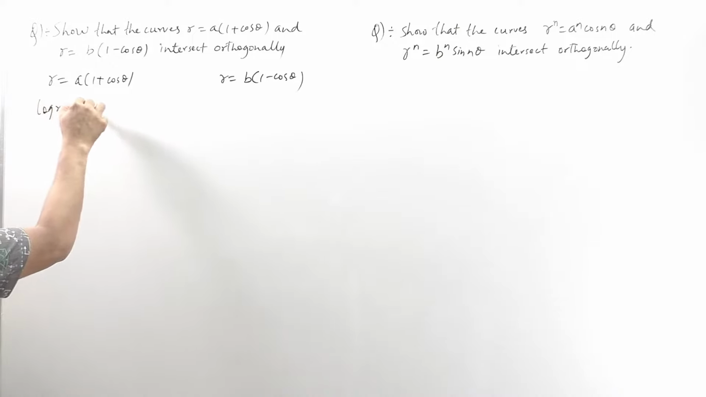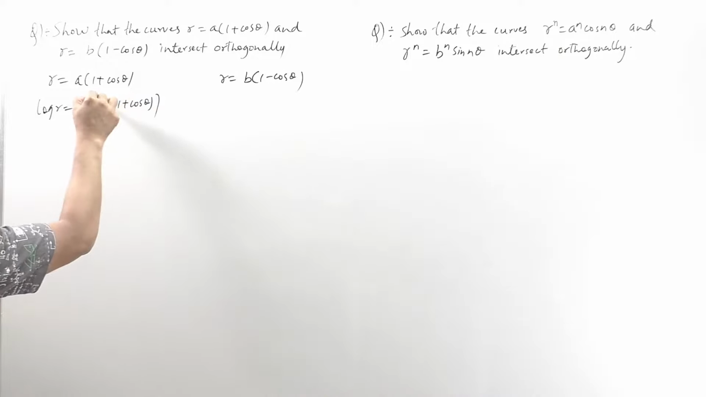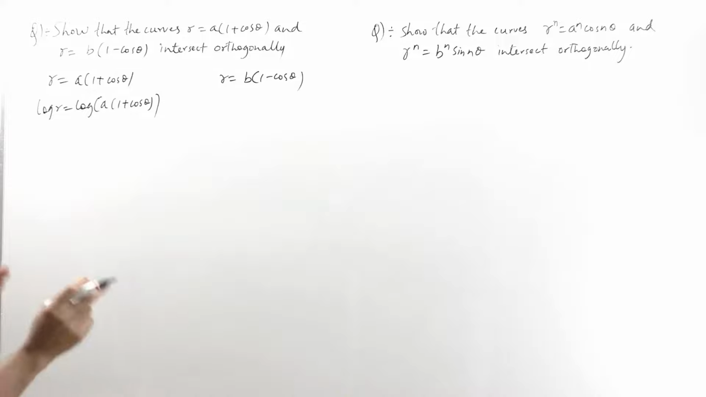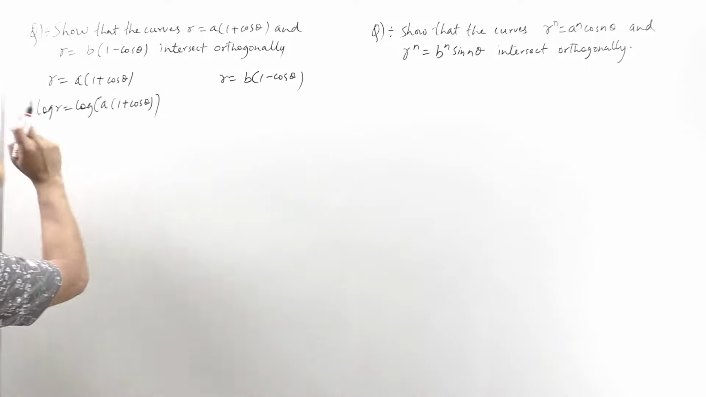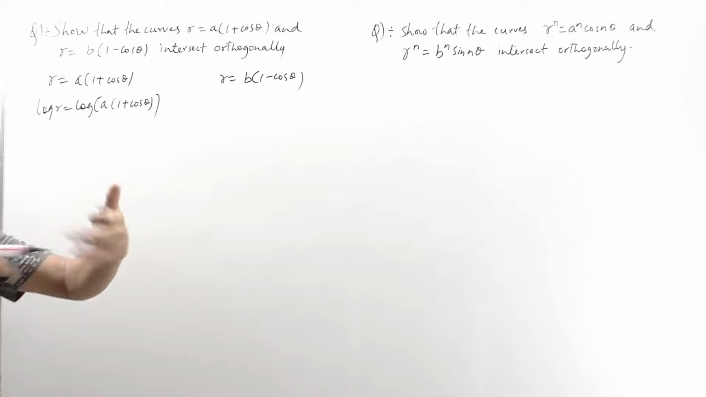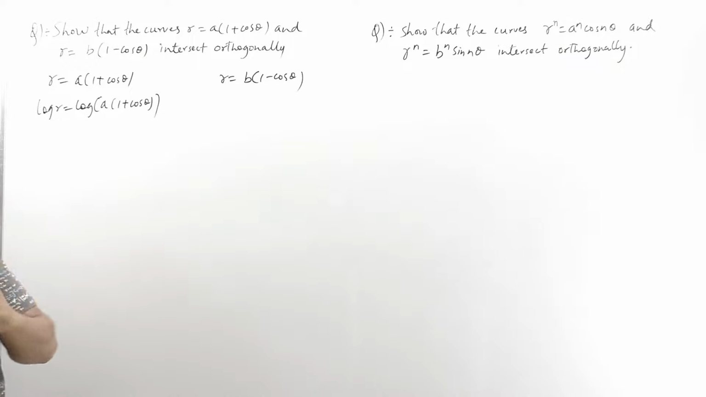Log r is equal to log of a into 1 plus cos theta. Am I right? Now, apply the principles of log. So, if you have written down in a separate sheet, please refer to the formulas here. Log a into b is log a plus log b. Inside a bracket is again a single function. I'll keep on repeating this so that it gets fitted into your mind and you never make any mistakes further.